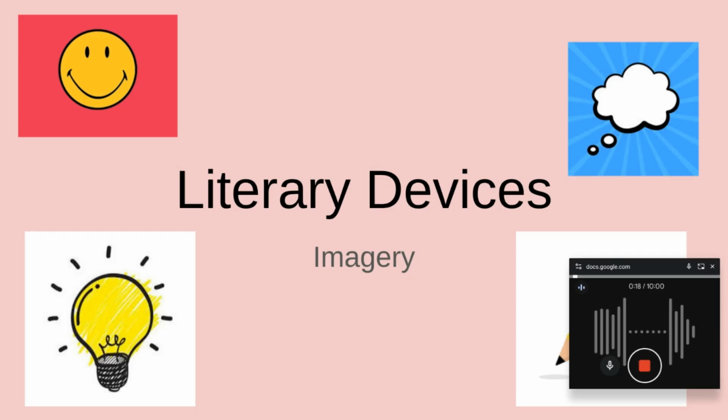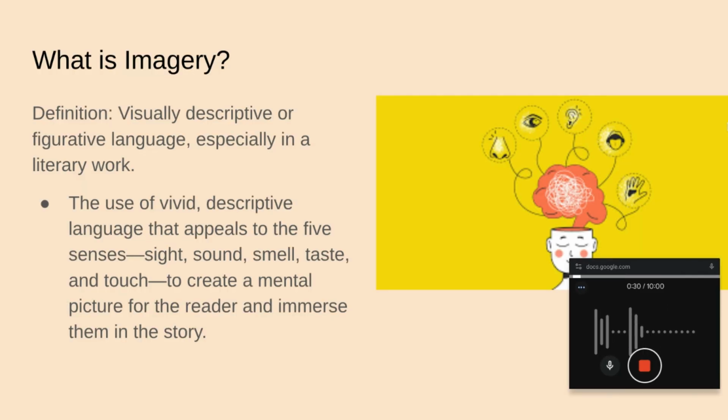So, tonight, we're going to be talking about literary devices, but specifically imagery, and what imagery is, what it does, how it's used, and why it's important in literature. So, what is imagery? Imagery is visually descriptive or figurative language, especially in a literary work. It uses vivid, descriptive language that appeals to the five senses: sight, sound, smell, taste, and touch, to create a mental picture for the reader and immerse them in the story.